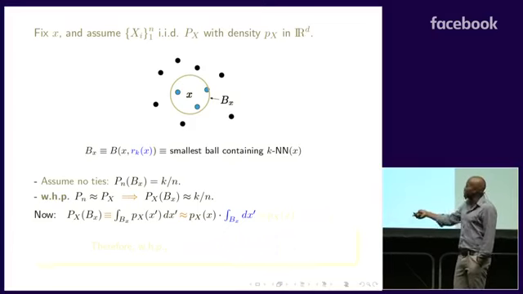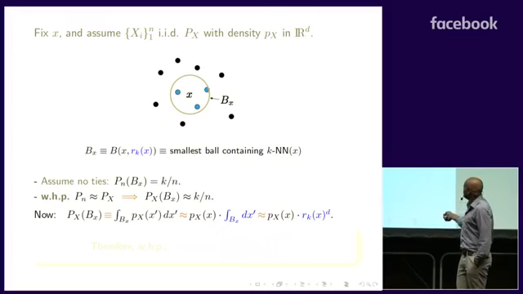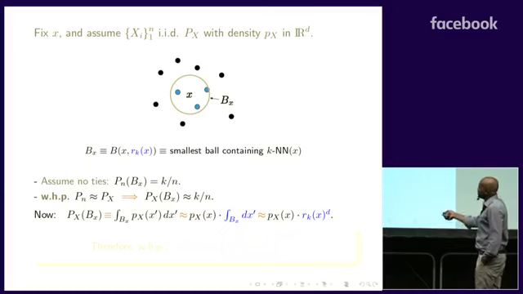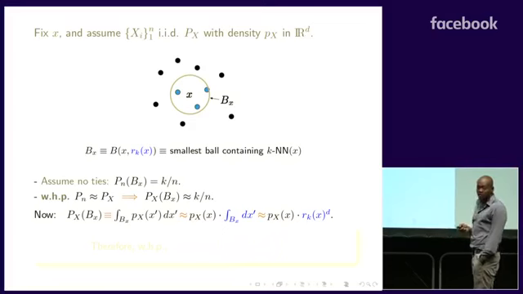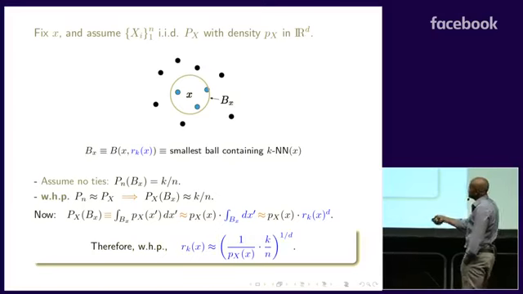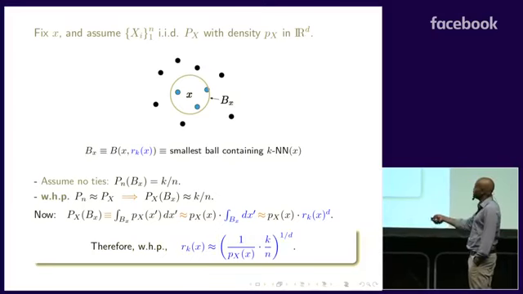The nice thing here is that the volume of the ball in Rd, we know that the ball is of radius Rk, so the volume of this ball is approximately Rk of x to the d, to the dimension of the space. So now what we have is px of Bx is approximately equal to px of x times Rk of x to the d. So Rk of x is appearing, this is what we want to analyze. It gives us this equation, px of x times Rk of x to the d is equal to k over n. So now we've characterized Rk of x. Just invert that equation and you get that Rk of x is approximately (1 over px of x, times k over n) to the power 1 over d.